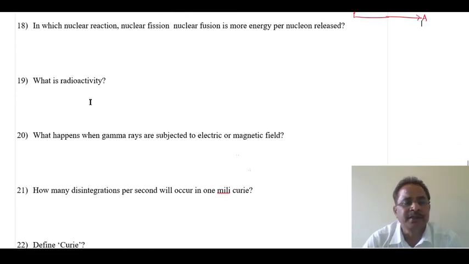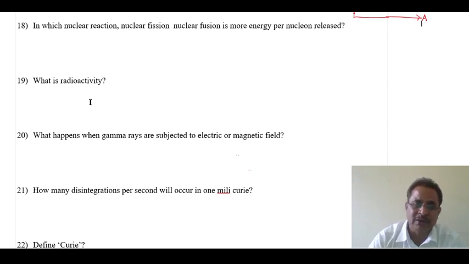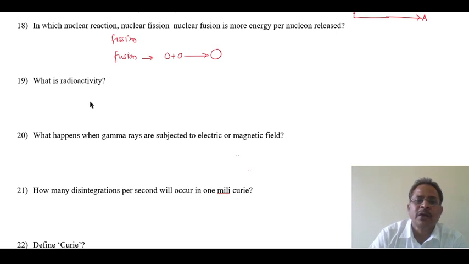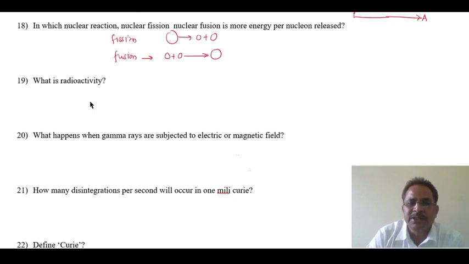Now question number 18: in which nuclear reaction, nuclear fission or nuclear fusion, is more energy per nucleon released? For that, again we have to calculate the actual energy released in fission and the energy released in the fusion type of reaction. Fusion reactions take place when two smaller nuclei come together and give you a bigger nucleus, whereas in fission a bigger nucleus gets broken into two smaller nuclei.